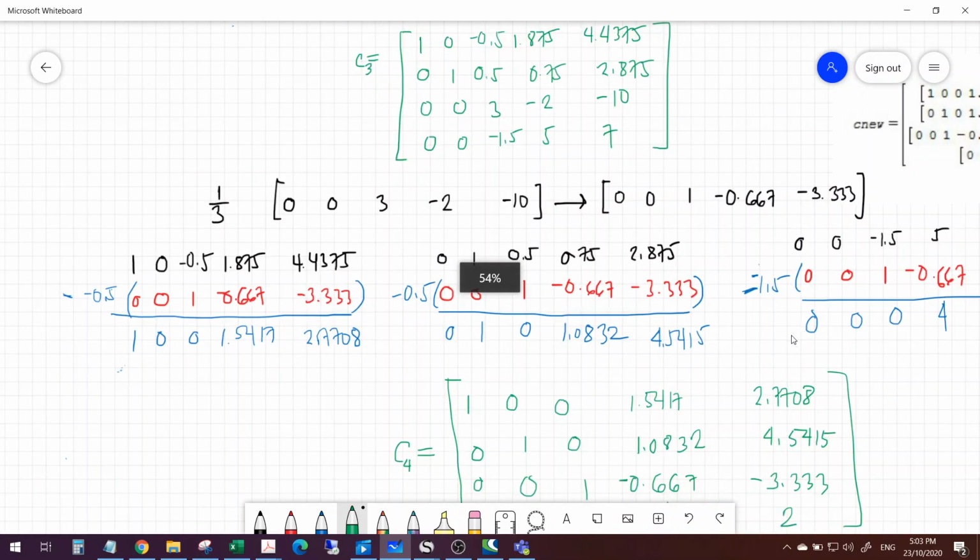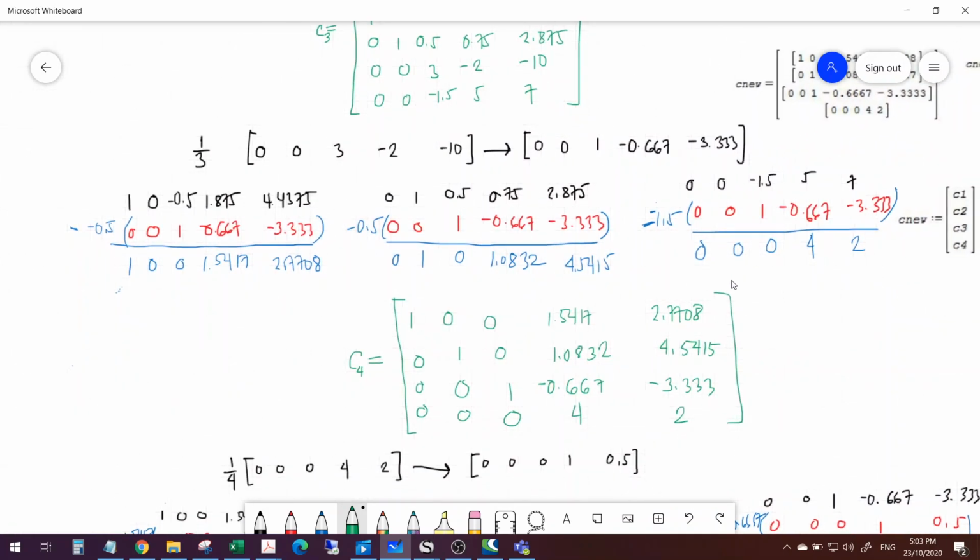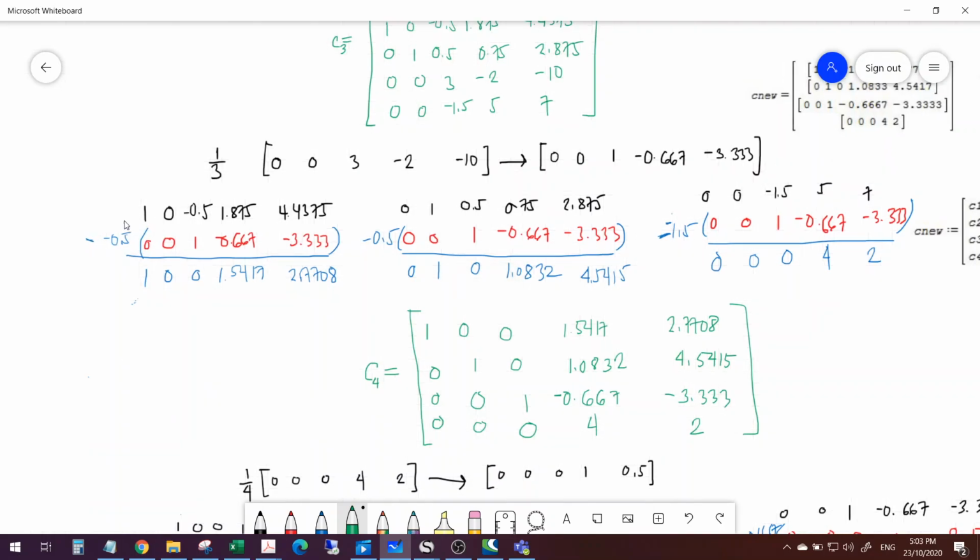Okay, so again, subtract these two equations. So 1 minus 0.5 times 0 is 1. 0 minus 0 is 0. -0.5 minus -0.5 times 1 is 0. Okay, 1.875 minus 0.5 times -0.667 is 1.5417. And then 4.4375 minus -0.5 times -3.333 is 2.7708. Okay, so repeat the same process here.